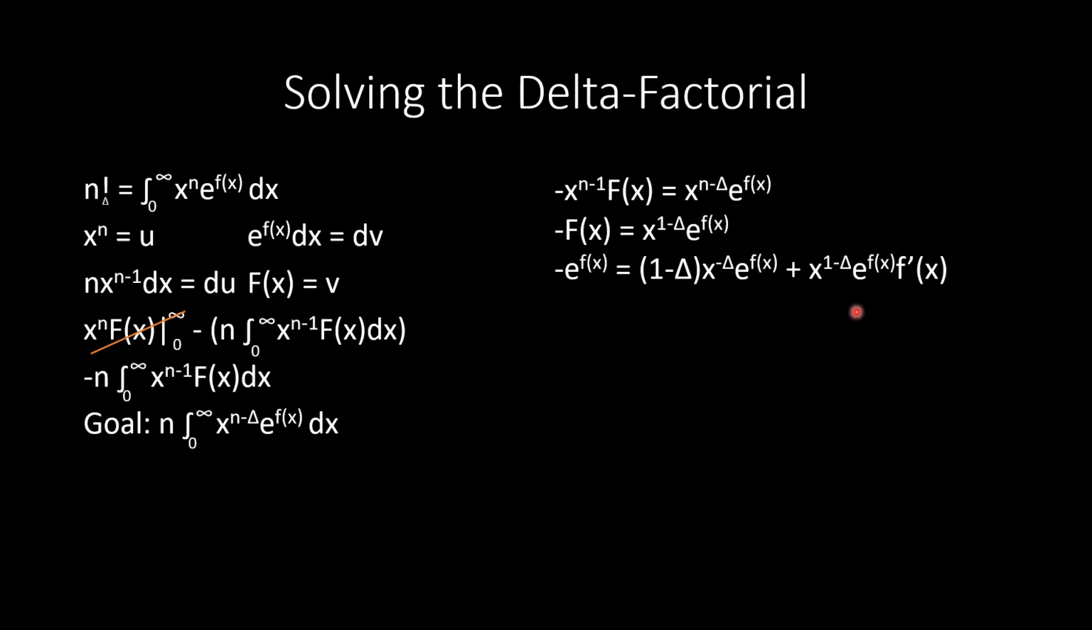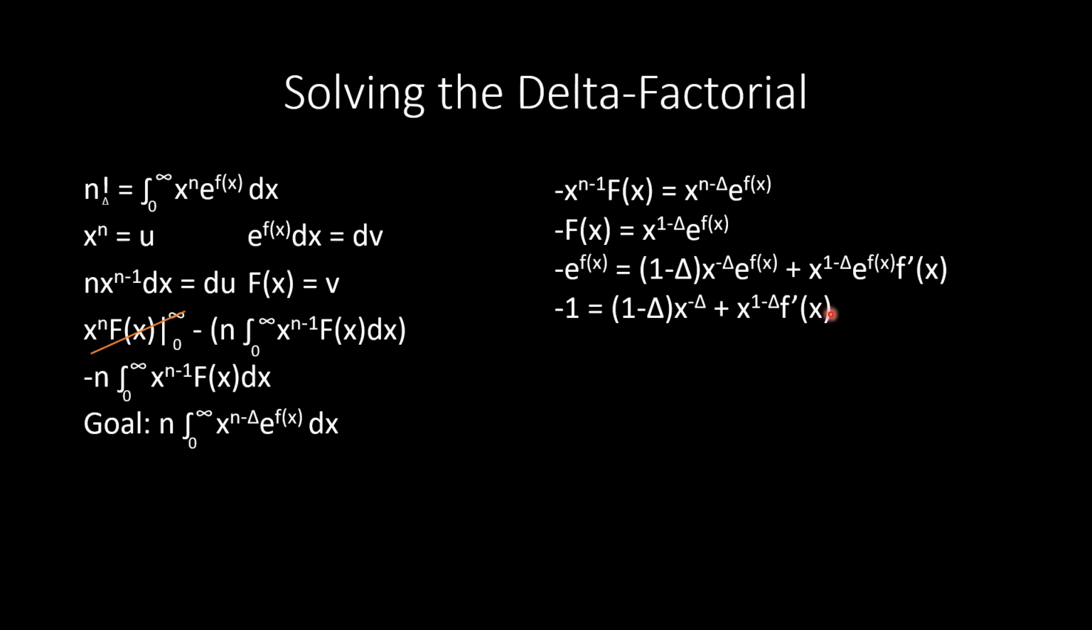And this looks really nice, because here we have e to the f of x, e to the f of x, e to the f of x. They can be cancelled. Yay! So, doing so, we get this much cleaner version. Minus 1 equal to 1 minus delta x to the minus delta plus x to the 1 minus delta f prime of x. Now, all we have that we don't know is this f prime of x. So we'll go ahead and solve for that.